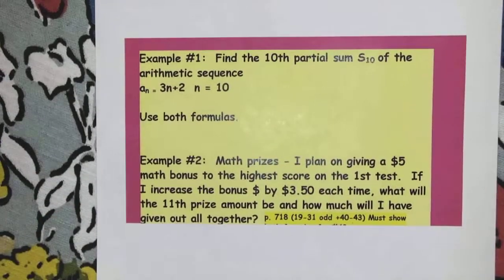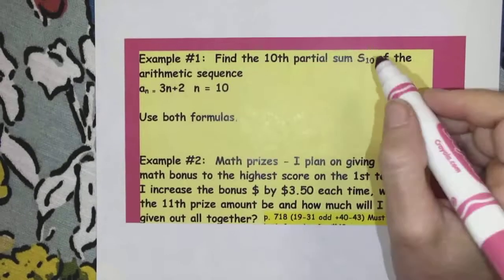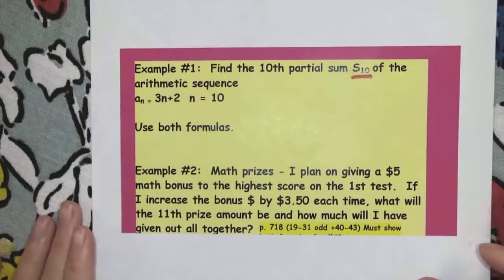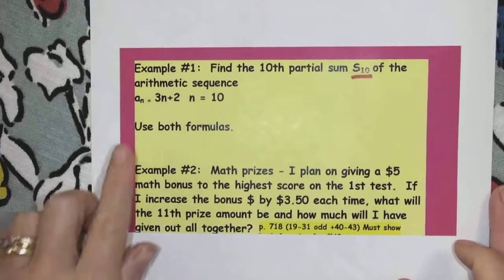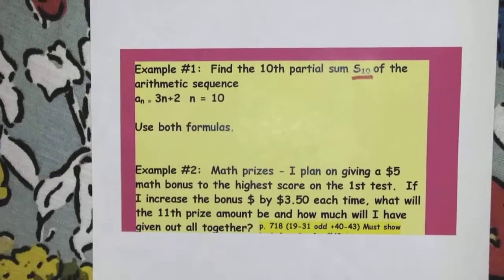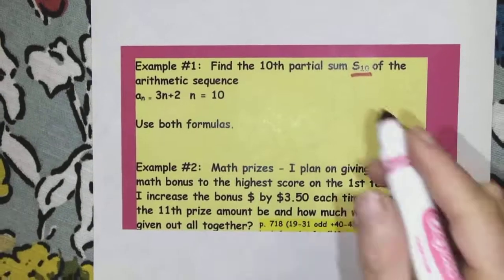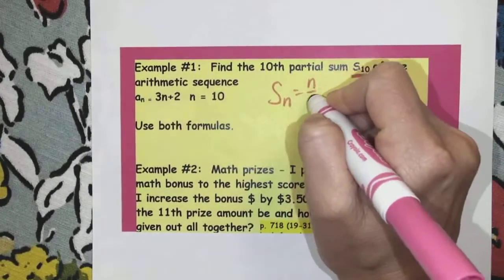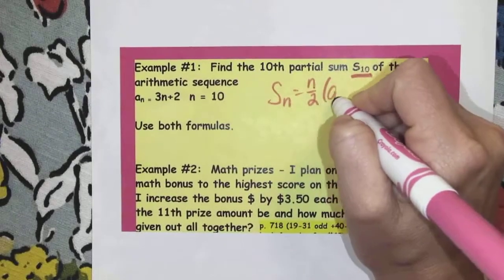Example 1, they could say, find the 10th partial sum, so we'll do 10th. It won't always be 10. I'm just using that so I can get some easy numbers right now of the arithmetic sequence from here. Well, I tend to use the first shorter formula myself. I'll write that down again.